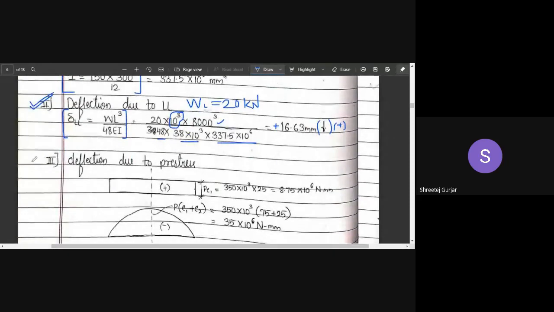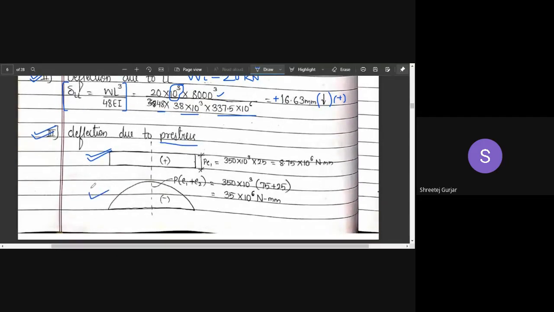So moving on, the third thing: deflection due to pre-stressing force. This is due to E1, and this is due to E1 plus E2. These are bending moment diagrams. This is the bending moment diagram because of your eccentricity E1 and your force P, and this is the bending moment diagram caused by P and E1 plus E2.